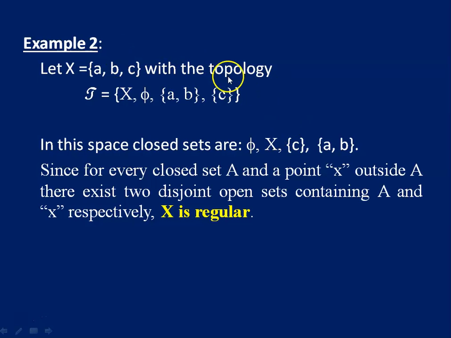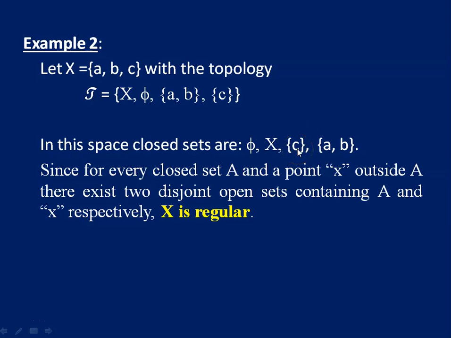Let us take any closed set, this closed set {c}, and a point outside it. Let us consider the point a. If our closed set is {c} and a point outside it is a, then we can easily find two disjoint open sets which separate them, because there is the open set {c} itself which contains the closed set {c}, and there is the open set {a, b} which contains the point a. Similarly, for the closed set {c} and the point b outside it, we have the same open sets {a, b} and {c}, which separate this closed set from any point outside it, whether that is a or b.